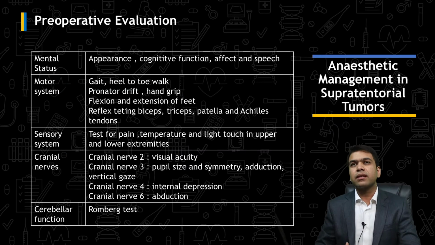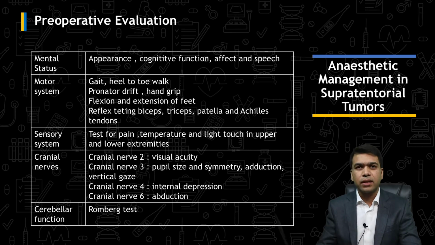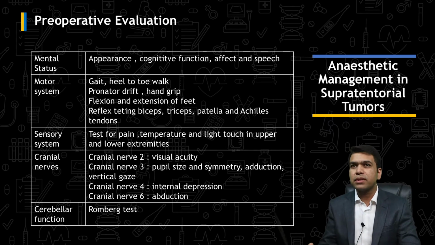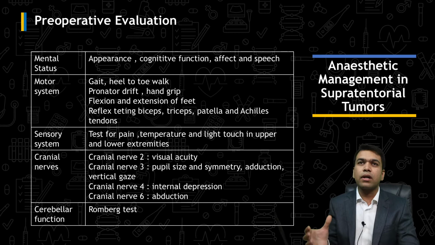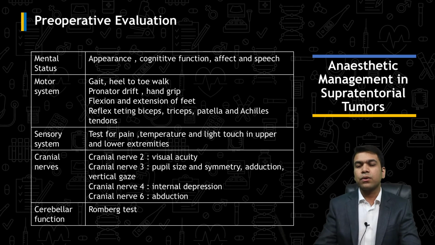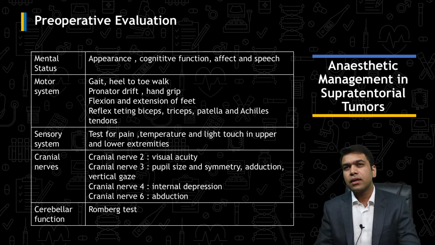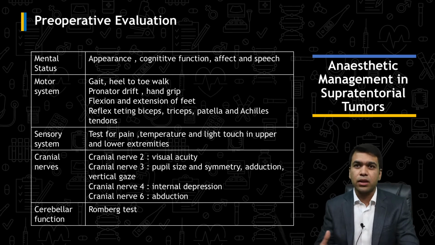If a patient comes for preoperative evaluation, apart from your general anesthetic examination, you also need to do a neurological examination. You need to assess his mental status, motor, sensory, cranial nerves, and cerebellar functions. Why we do this is to differentiate a new deficit happening after the surgery from an already existing deficit. You should also look for signs and symptoms of high ICP, like nausea, vomiting, and drowsiness.